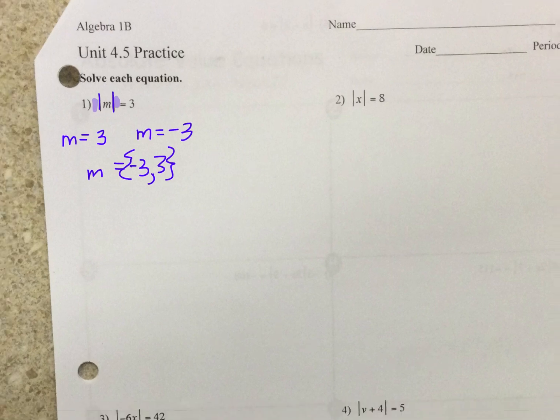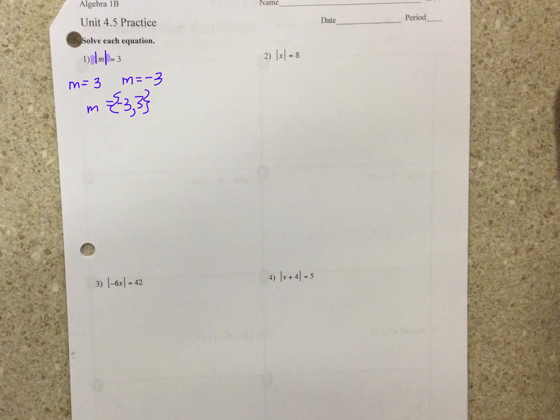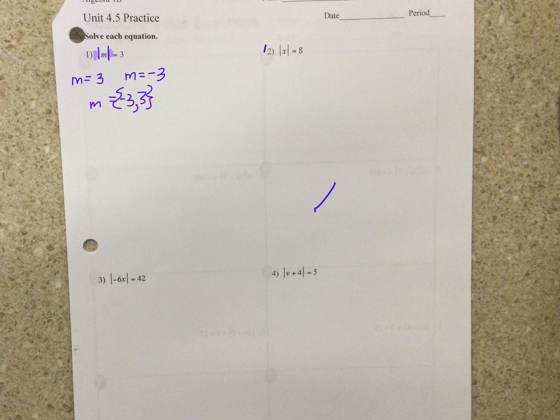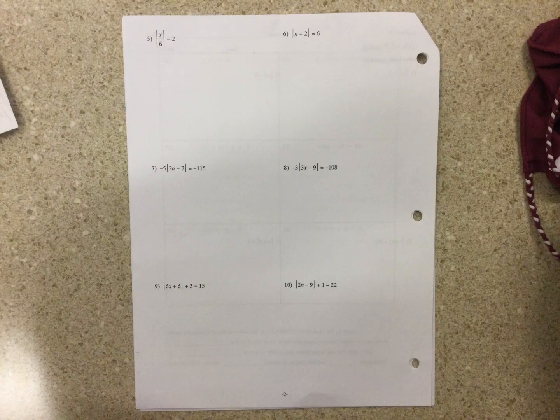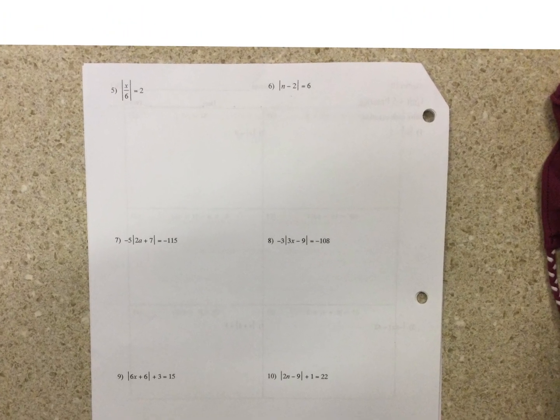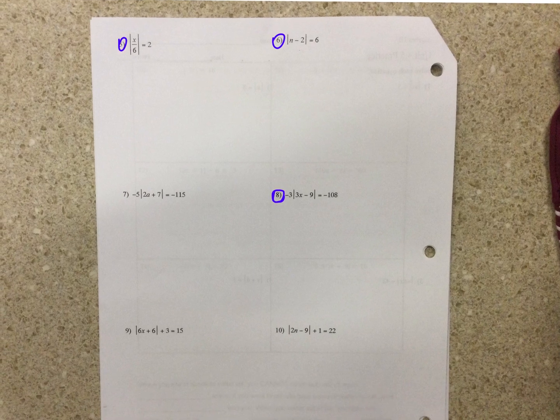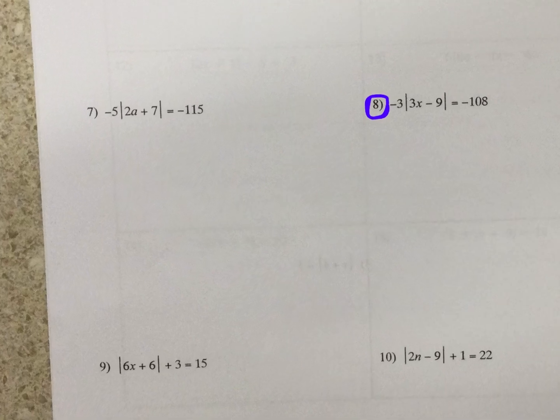All right, so that's what we're going to do. You're going to set them up and solve them. Each problem will have two answers. Do number 2, 3, 4. I also would like for you to do 5, 6. I'm going to do an example of 7 for you, and you do 8. So let's do 7 real quick together, just as one more example.